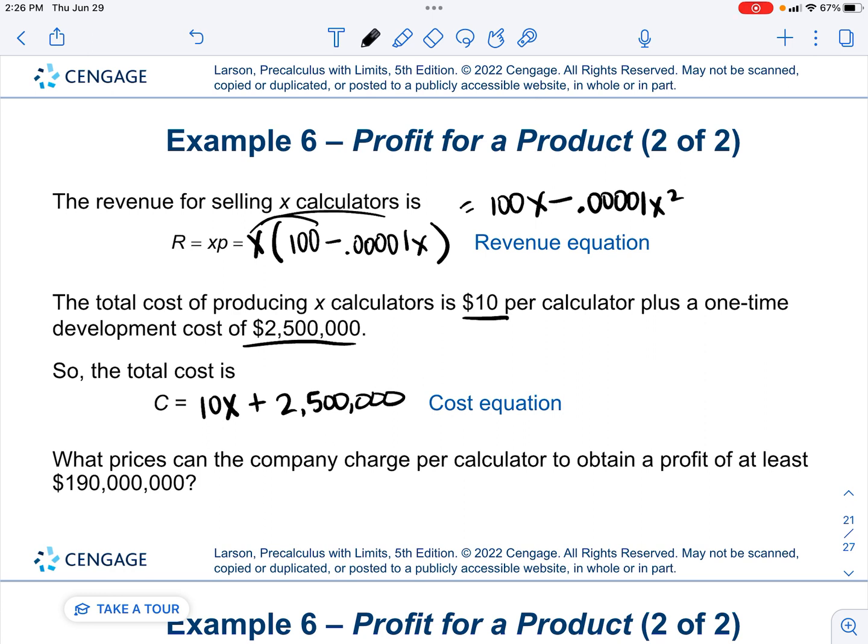So this says, what prices can a company charge so that they could obtain a profit of at least 190 million? So I guess that's their goal. They want to make that much of a profit or more, and so they're wondering what could they charge in order to make that happen.